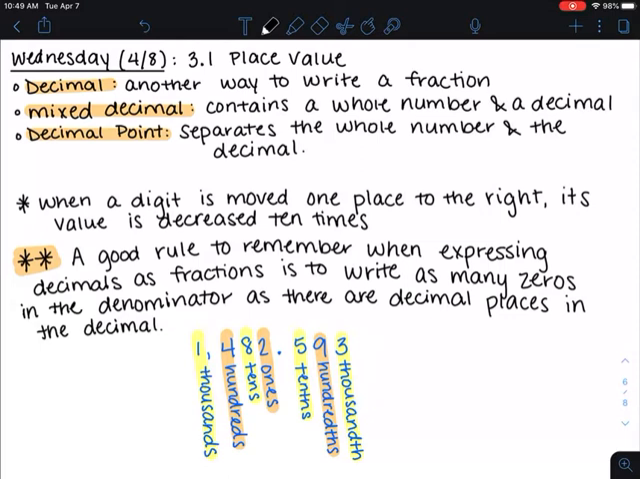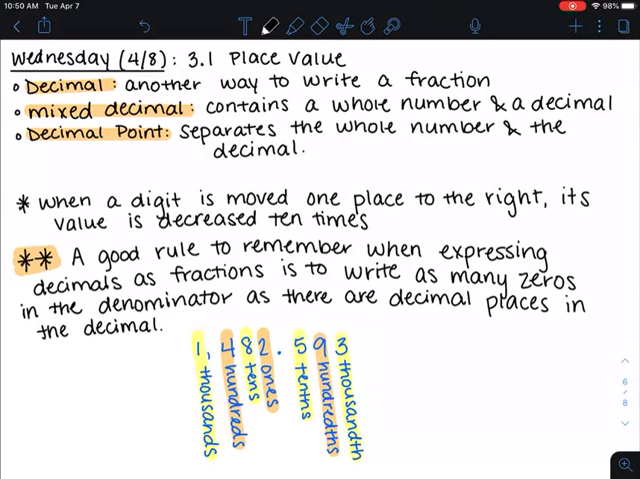To write a tenth as a fraction, place over 10, so 0.7 is 7 over 10. To write a hundredth as a fraction, place over 100. So 0.81 is equal to 81 over 100. And then to write a thousandth as a fraction, place over 1,000. So 0.349 is equal to 349 over 1,000.